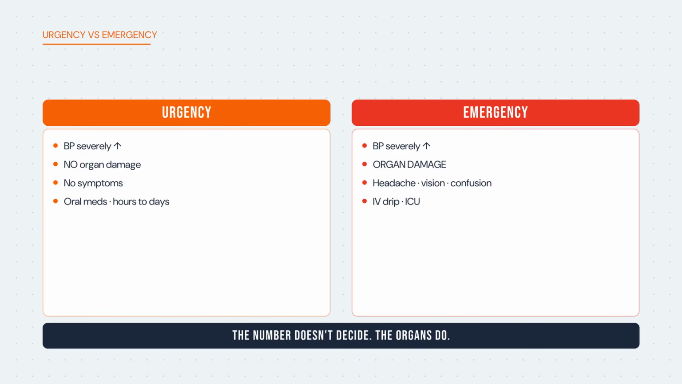Now the distinction that gets tested. Two patients, both with a pressure over 200 systolic. The first has no symptoms. No chest pain, no vision change, no confusion, no drop in urine output. That is hypertensive urgency, and it is lowered over hours to days with oral medication. The second has a pounding headache, blurred vision, and new confusion. That is hypertensive emergency, and it is an ICU problem with an IV drip. Same number, completely different patients. The number is not what makes it an emergency, the organ damage is.